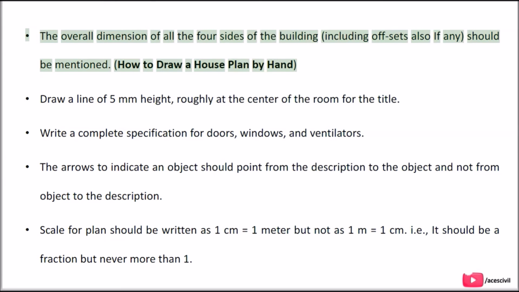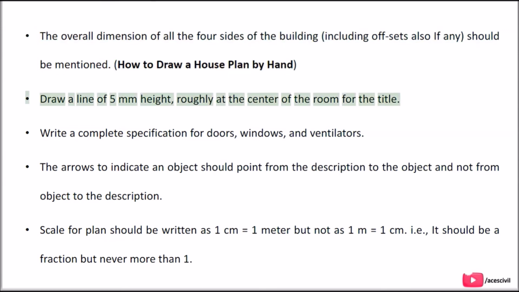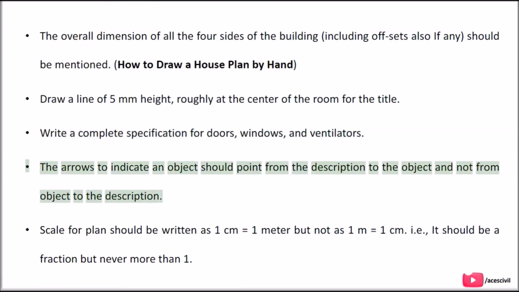How to draw a house plan by hand. Draw a line of 5 mm height, roughly at the center of the room for the title. Write a complete specification for doors, windows, and ventilators. The arrows to indicate an object should point from the description to the object and not from the object to the description.